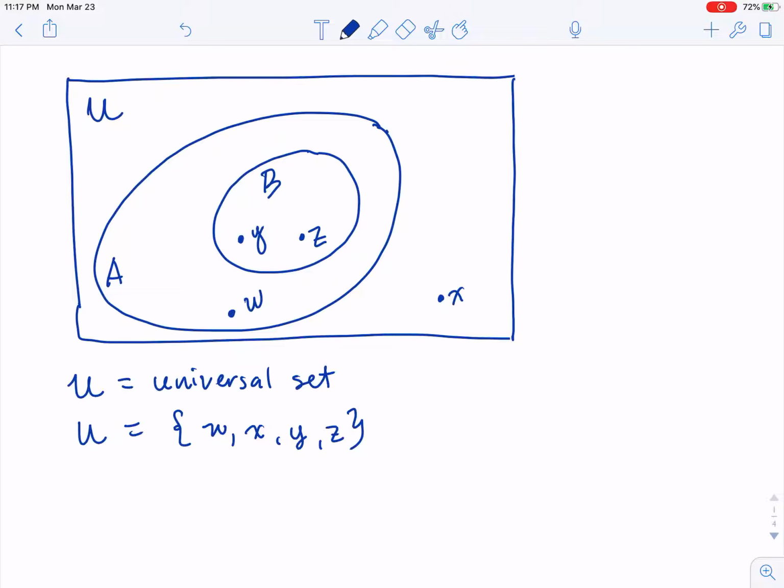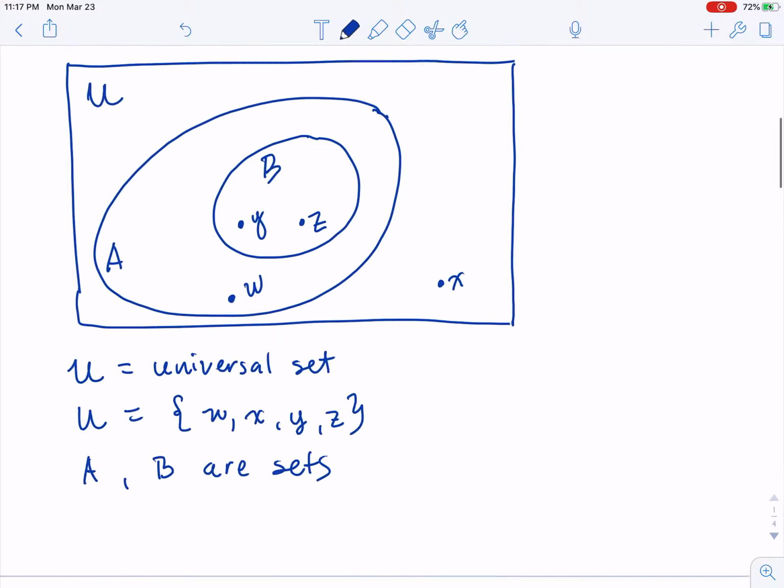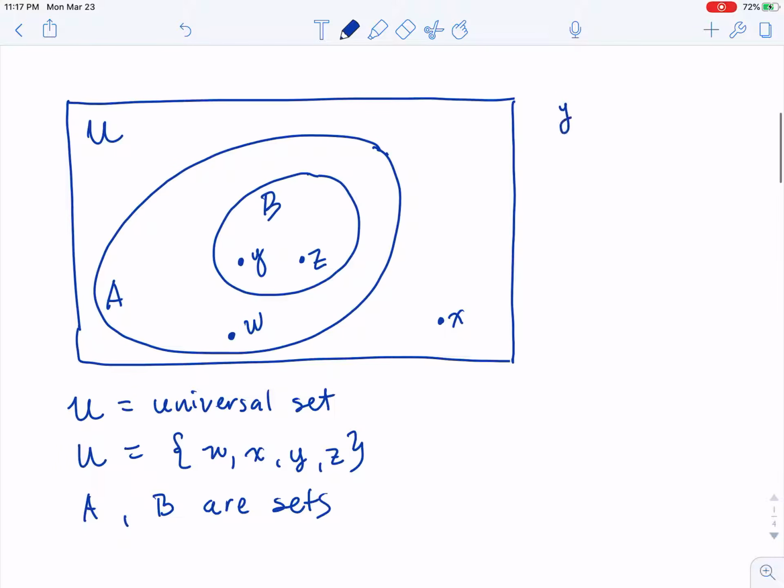Meron din tayong sets, no? Yung A at saka yung B. No? So A and B are sets. Anong masasabi natin sa X? Anong masasabi natin sa Y and Z, no? Alam natin that Y, nasa loob siya ng B, di ba? So ibig sabihin Y and Z are elements of B. No? So pwede nating isulat na Y is an element of B, tsaka Z is an element of B. By the way, pag ganito, pwede nyo isulat ito ng diretsyo na Y, tapos comma Z is an element of B. Accepted naman yan sa math, no?